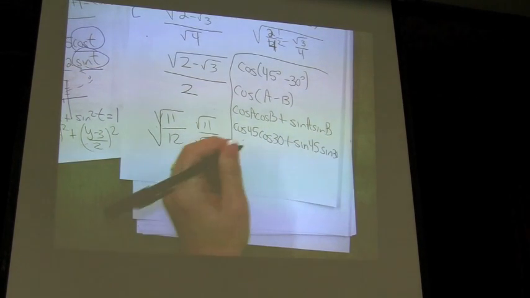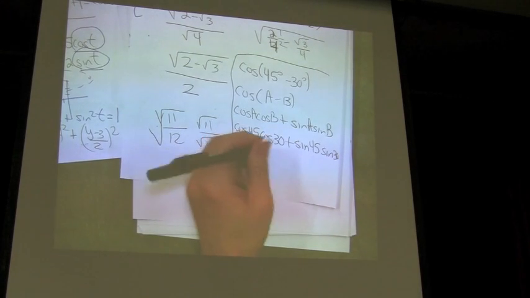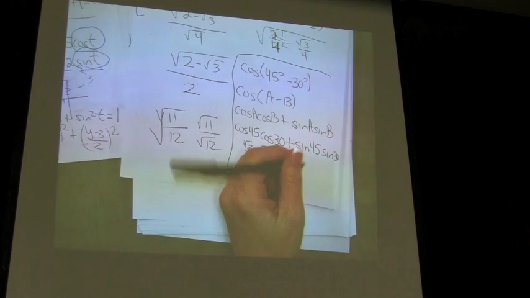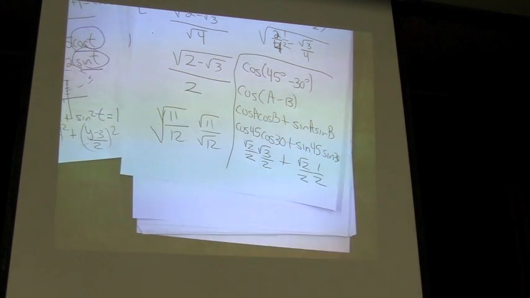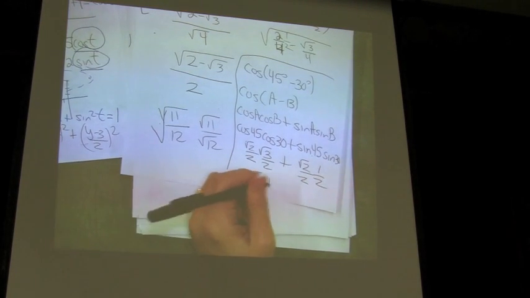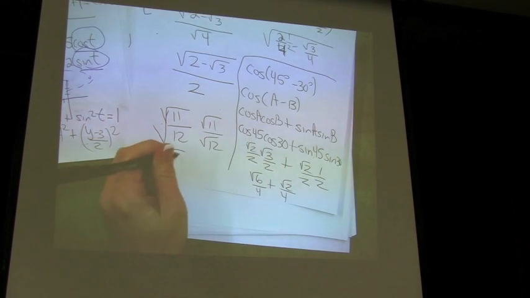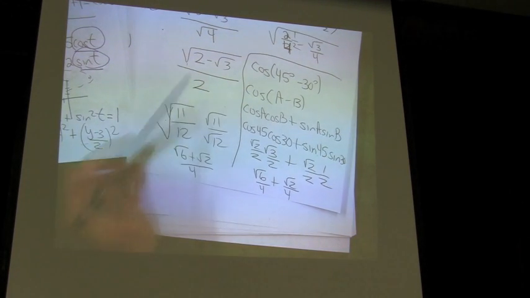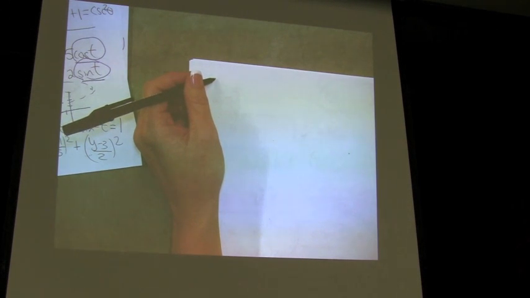What's cosine of 45? Root 2 over 2. Cosine of 30? Root 3 over 2. Sine of 45? Root 2 over 2. Sine of 30? 1/2. We get root 6 over 4 plus root 2 over 4. We get root 6 plus root 2 over 4, which actually is the same as this, but they look kind of different.